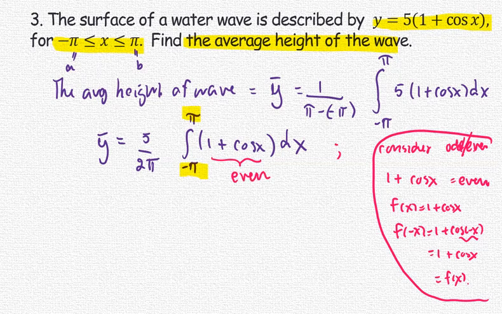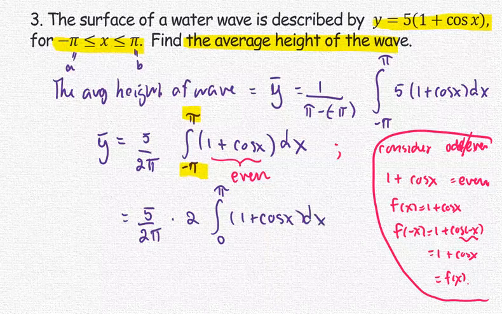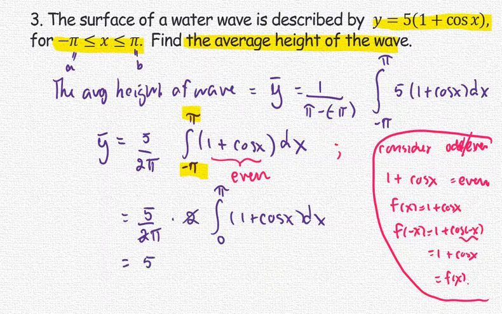Then we use the even function property that the net area is twice the area of a half. So we rewrite it as 5 over 2 pi multiplied by 2 times the integral over half of the interval, from 0 to pi, of the integrand 1 plus cosine x with respect to x. The 2 and 2 reduce. The coefficient is now simplified to 5 over pi. The antiderivative of 1 plus cosine x is x plus sine x, evaluated from x equals 0 to x equals pi.